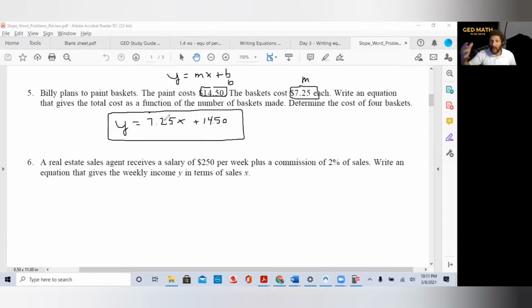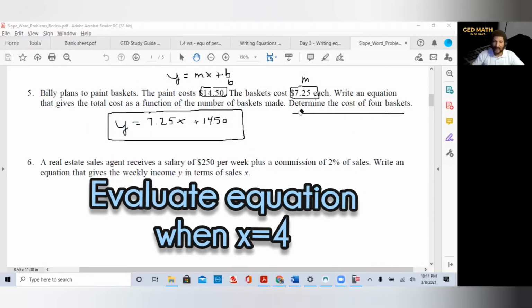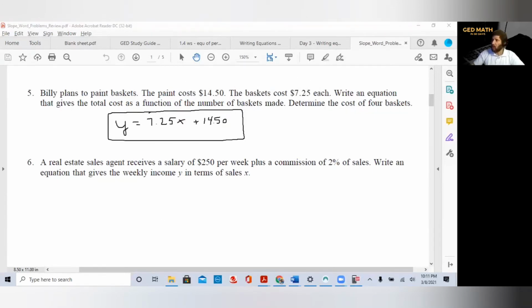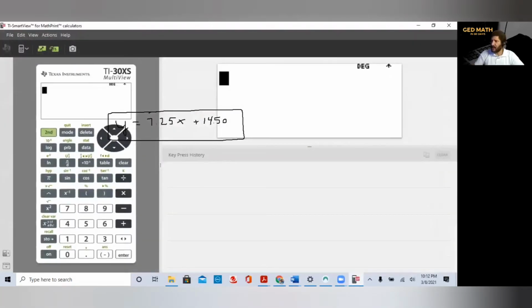Now, they want to know the cost of four baskets. So we're going to grab our calculator. Let me save it. Let me erase everything except for the equation. And let's open our calculator. Again, this is an easy problem. Okay, let's move this down.